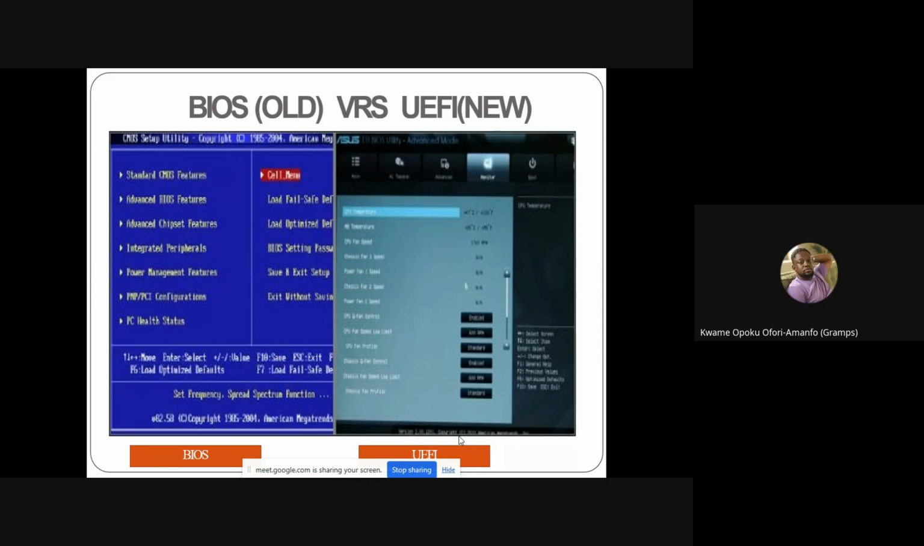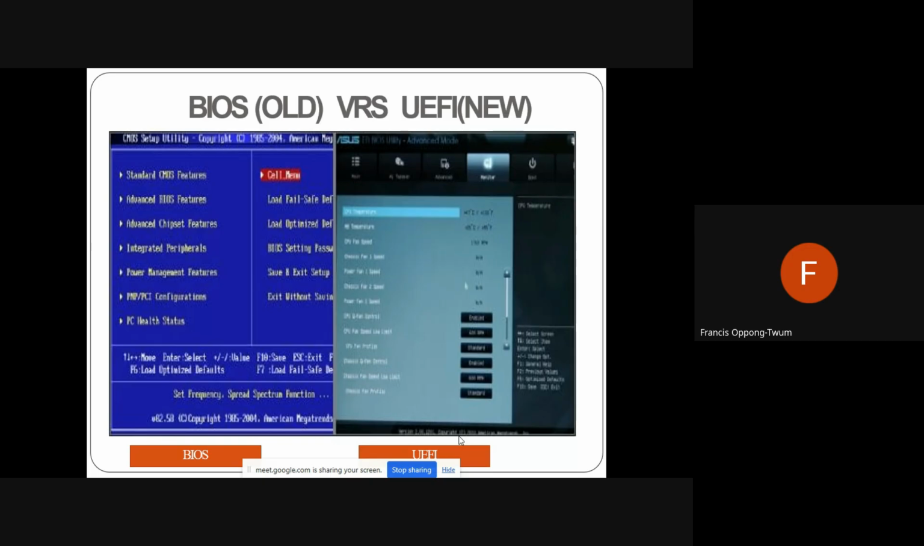If I understand his question very well, what we are showing now is the BIOS, which is the blue, and the UEFI, which is the gray, or ash. From what we are seeing on our screen, is that not it?